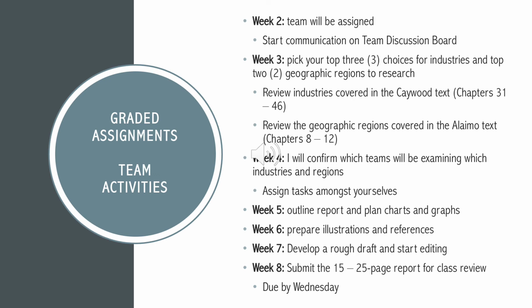By week 3, you will pick your top 3 choices for industries and your top 2 geographic regions to research. Now you'll review industries in the K-Wood text. These can be found in chapters 31 to 46. And then you'll review the geographic regions in the Alemo text. These can be found in chapters 8 to 12.